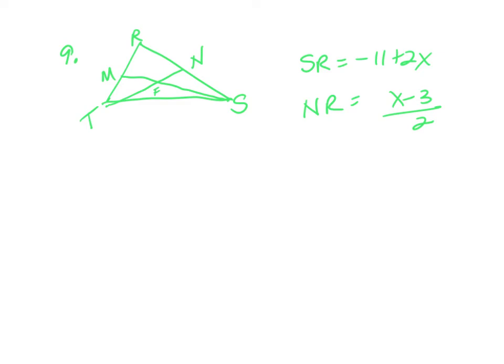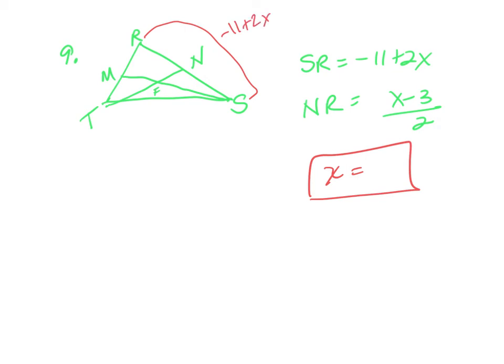SR equals negative 11 plus 2x. NR equals x minus 3 divided by 2. And they want us to find x. So they want us to find x equals, okay? So I'm going to put the information in the picture. When you come and ask a question, if you don't have the information in the picture, I'm going to send you back to your desk. So I'm going to look for SR, which is right here, and I'm going to put negative 11 plus 2x. And then I'm going to find NR, and I'm going to put x minus 3 divided by 2.